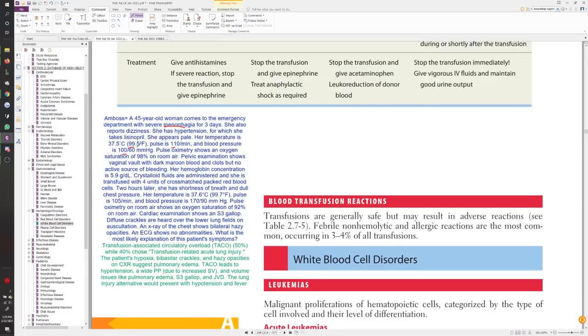Pulse oximetry shows an oxygen saturation that's really good, 98%. Pelvic exam shows vaginal wall with dark maroon blood and clots, but no active source of bleeding. So the pelvic exam is showing dark maroon blood and clots, which is probably her menstrual cycle aspect of things.